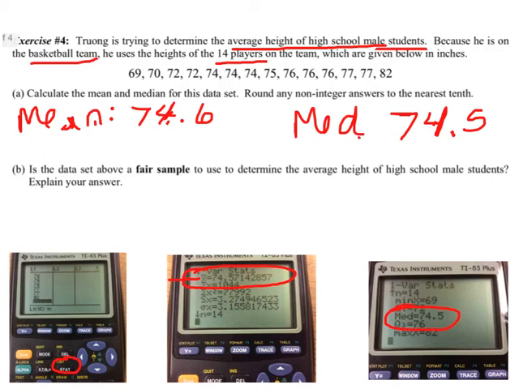The last thing we have to talk about before the video is over is, is this data set above a fair sample? Let's think about this. For the average height of high school male students, explain your answer. Well, I'm going to let you come up with an answer on your own. I'm not going to give you one until we come back into class and we talk about this. So think about this. If I wanted to find the average height of all male high school students, should I use a sample set just from the basketball team? So tell me, is this fair or unfair, and why?